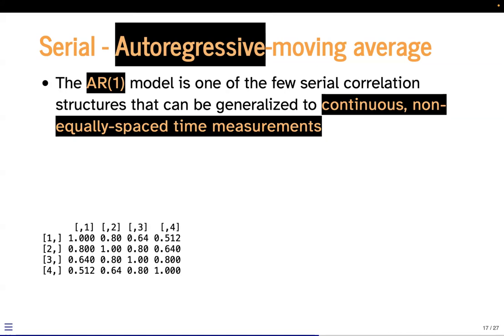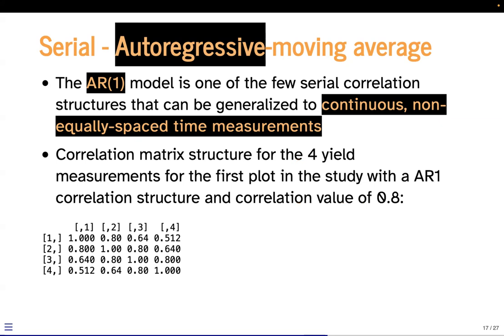So if you have continuous non-equally spaced times, let's say I did a harvest time at 100, 105, 120, 140, 150, so we have different intervals between those dates, this autoregressive order one allows you to run that as well.